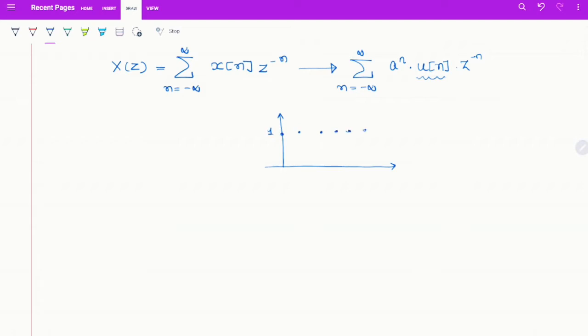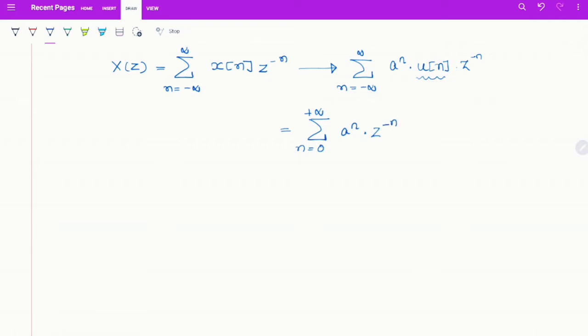The magnitude will be 1. What about the left side? Left side it will be equal to 0, right? So if we are using u of n, our summation will become from 0 to infinity. Or we can write from minus infinity to minus 1 it will be 0 because u of n will be equal to 0, and from 0 to infinity it will be 1. Therefore this summation will be from n equal to 0 to plus infinity a to the power n into z to the power minus n.